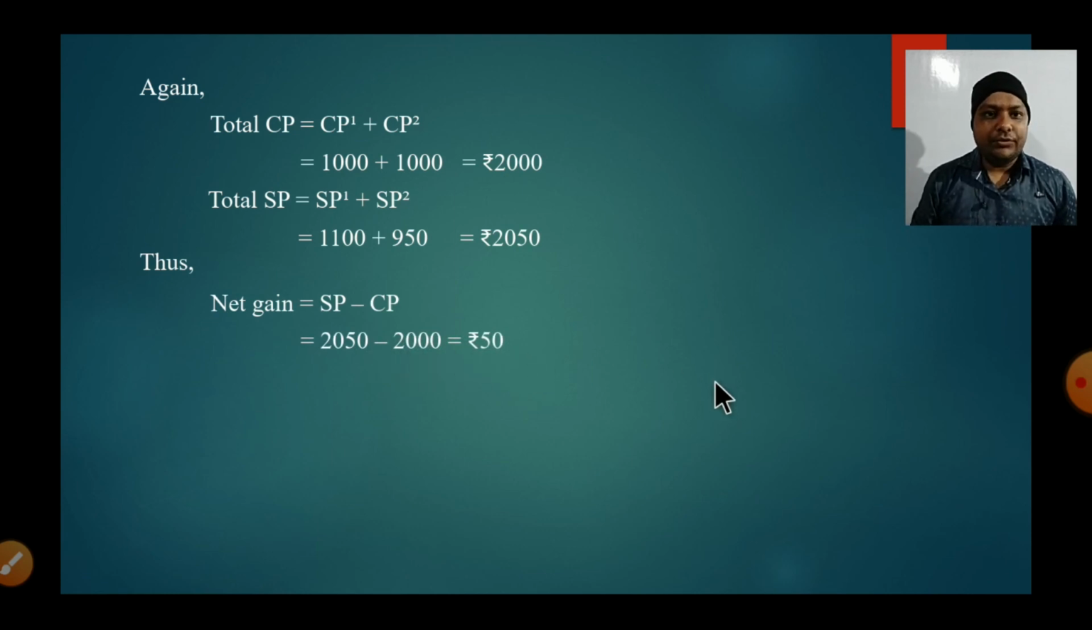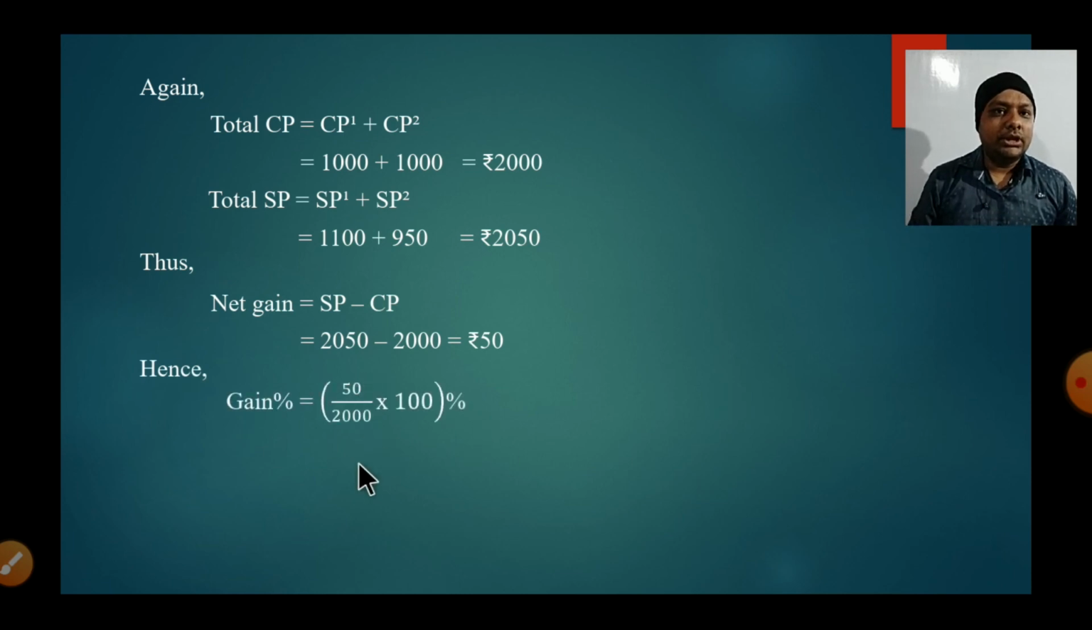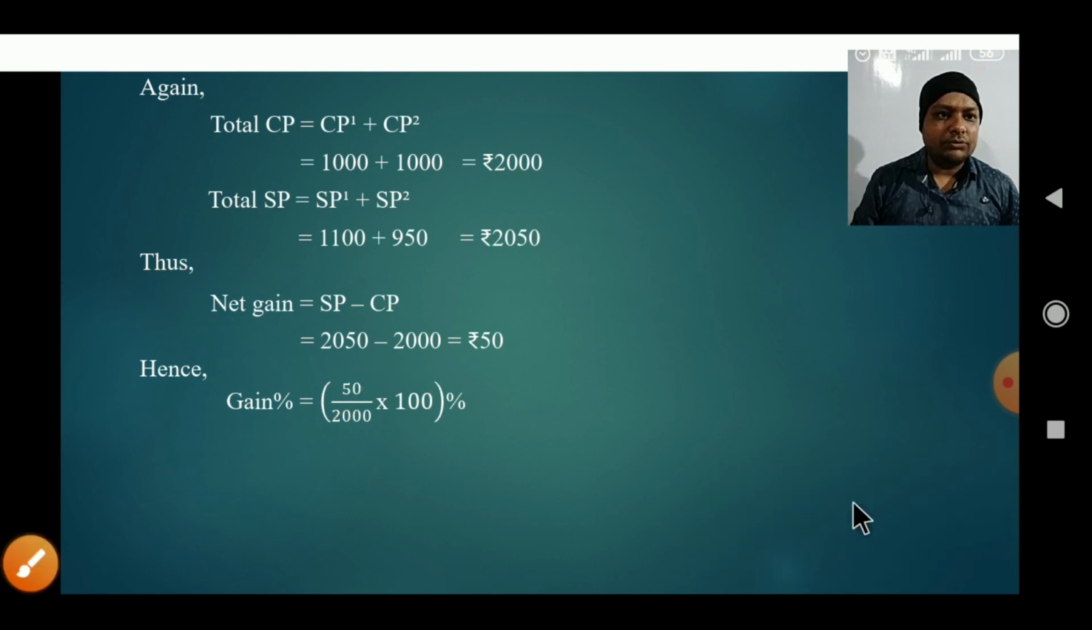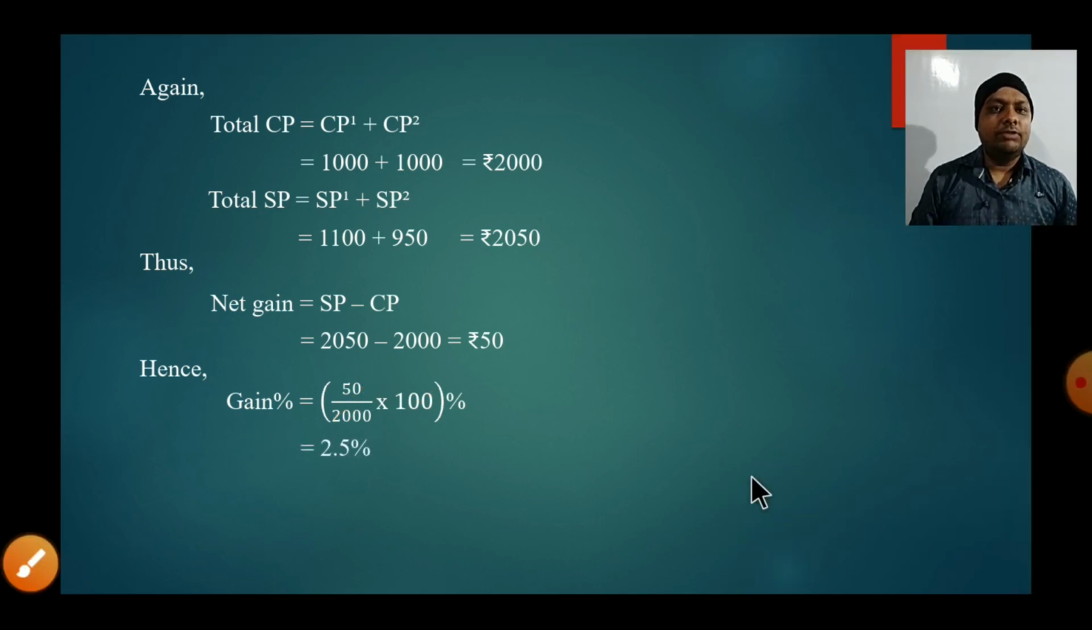Now we have to find the net gain percent. It will be 50 by 2000 into 100. Directly we can apply. After cutting, 20 and 20 cancel out, 10 also cancels out, then 5 by 2, and 5 by 2 means 2.5%. That will be the gain percent here. So I hope that you all have understood, students.